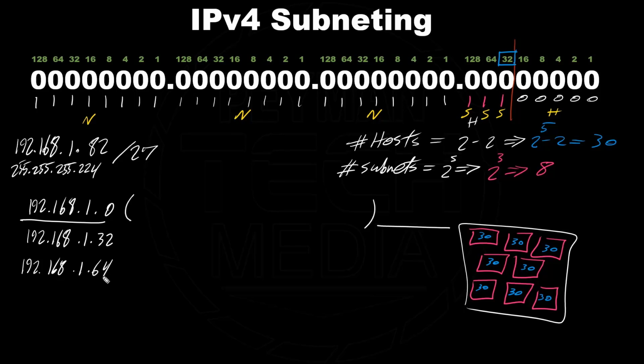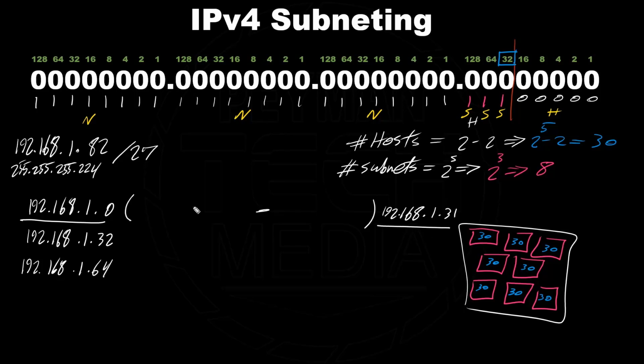We should now be able to easily write down our broadcast address, which again is one less than the next network, or the next subnetwork. In this case, this is our first network and this is our next network. So the broadcast address for the first network would be one less than this, which is 192.168.1.31. If we add one IP address, it would be 32. Okay, so that's our broadcast address here.